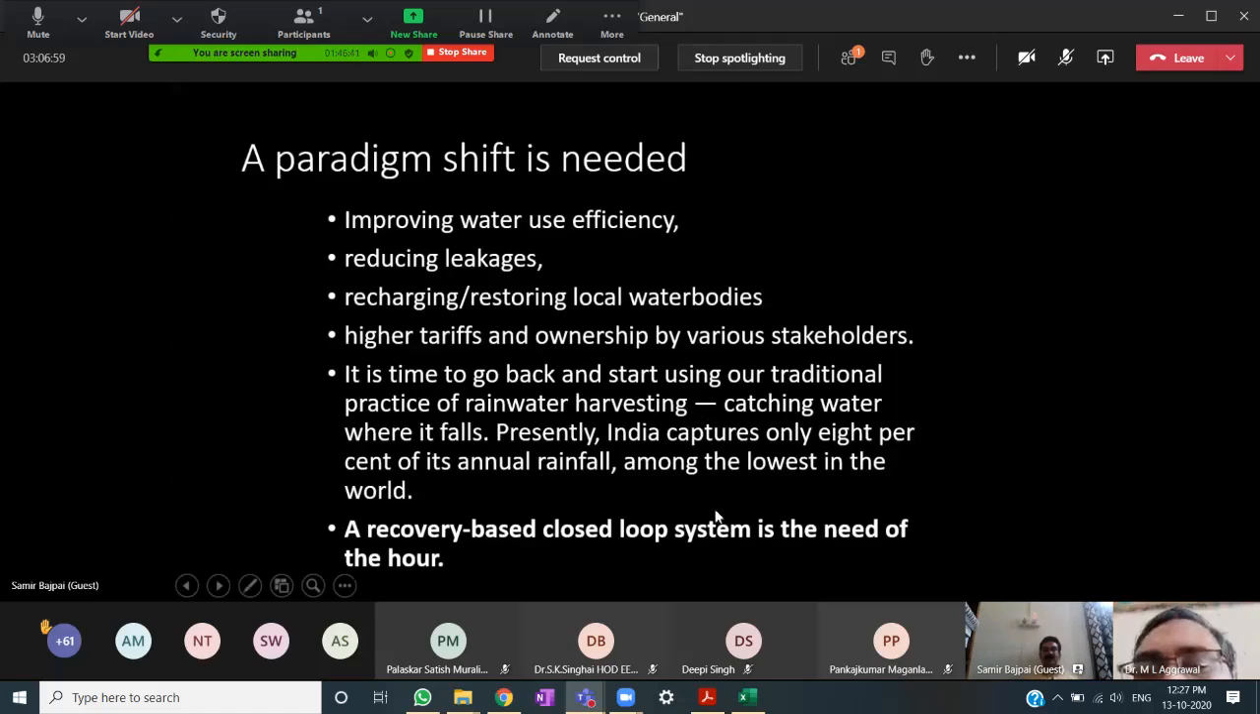But we have to be conscious and we need to go for a closed loop system, because nature operates in cycles, nature operates in closed loops. So we have to manage this closed loop, closed cycle in every level of our living.